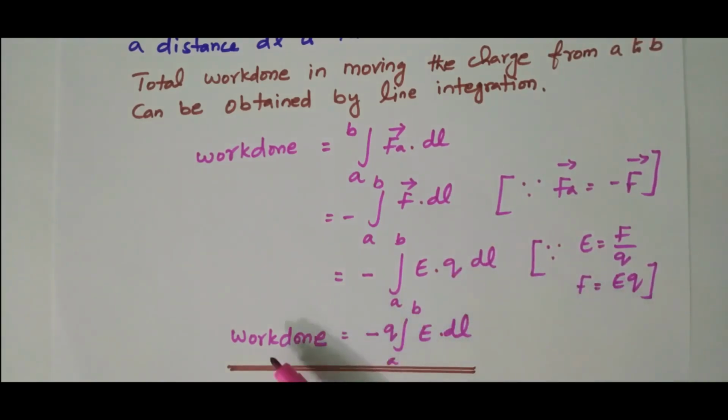So finally what did we get? Work done equals minus. You bring this Q outside. It is a constant. Minus Q integral A to B E dot dl. So the general expression for the work done is nothing but minus Q integral A to B E dot dl.